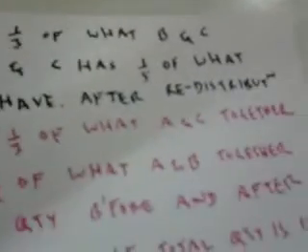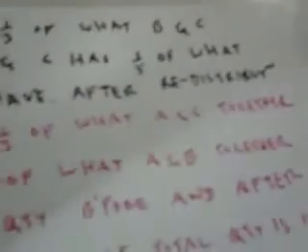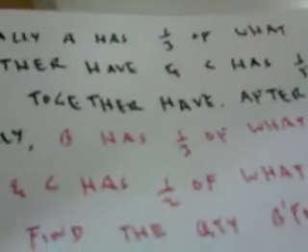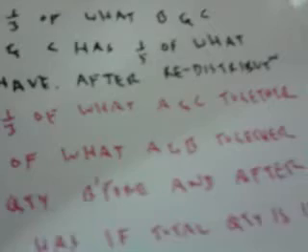Initially A has 1/3 of what B and C together have, and C has 1/5 of what A and B together have. After redistribution, finally B has 1/3 of what A and C together have.